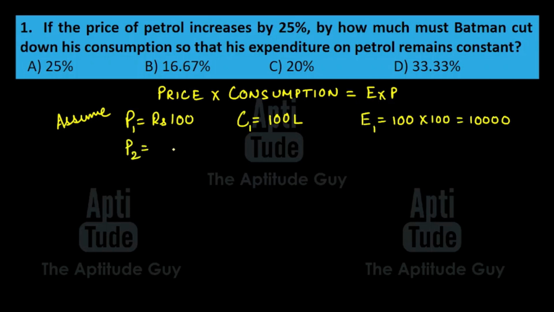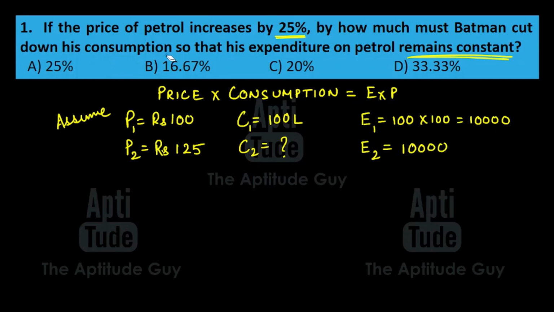Now in case 2, the price of petrol increases by 25%. So how much is the new price of petrol? The new price of petrol is 125. What is the new consumption? That is exactly what we need to find. And what is the new expenditure? They have mentioned in the question that the expenditure remains constant. Alright, so the expenditure remains 10,000.